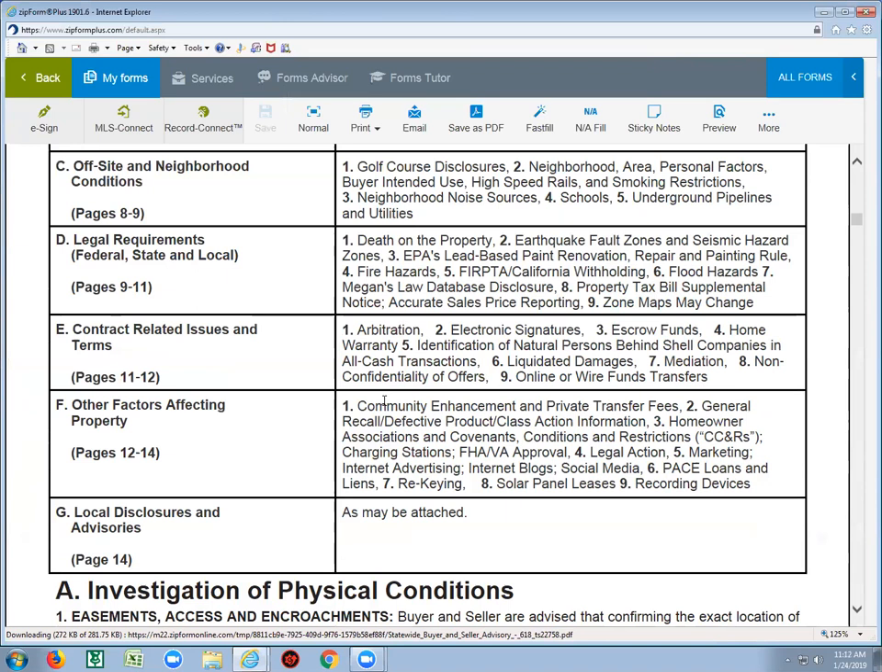EPA lead-based paint renovation, repair, painting rules for fire hazard. FIRPTA, California withholding. Okay, those are if withholding what? Tax. Okay. 6, flood hazard. 7, yeah, we got all the copies. So I printed 6. Do you still need a copy? Okay, I printed 6 copies, because last time when I went over it was the old form. I didn't notice it was 2016. This is 2018. 2 more pages.